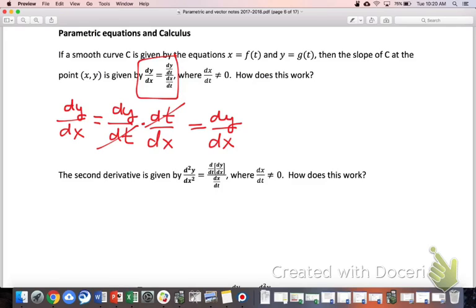The second derivative, which is a little bit harder to remember, is given by this relationship right here.